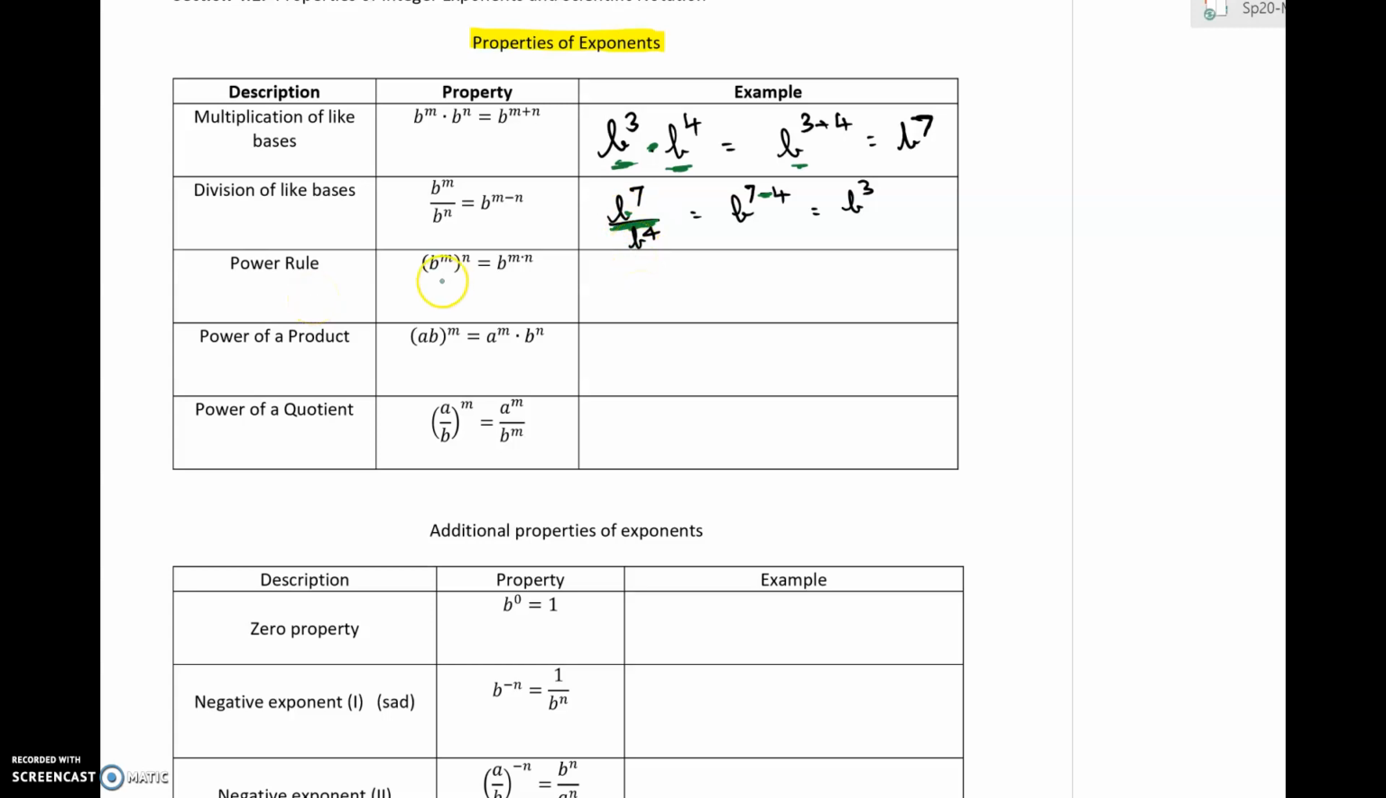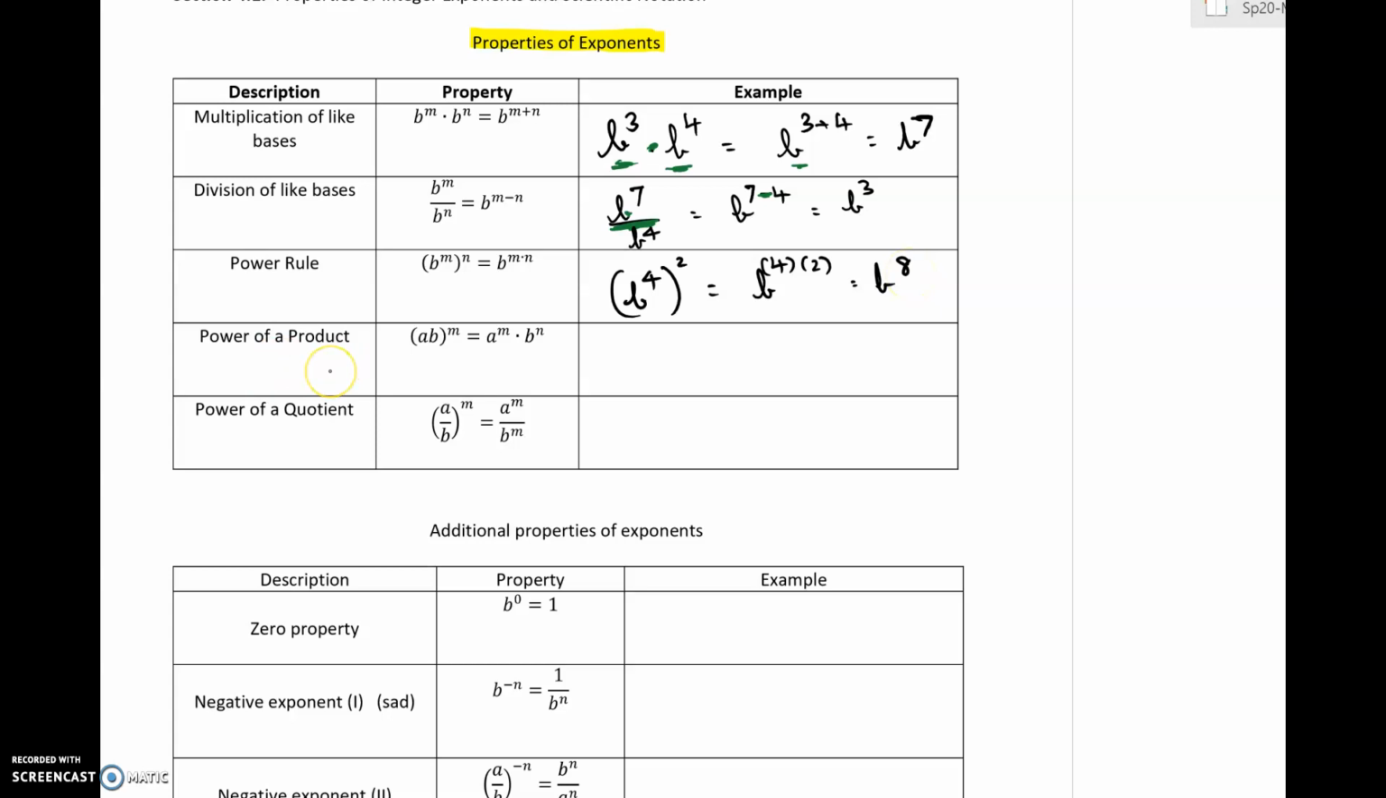Power rule, it's b to the power m to the power n is b to the m times n. So to give you an example for this, if you have b to the power 4 whole squared, which is going to be b to the power 4 times 2, which is b to the power 8. So it is a power over a power, so it's kind of a superpower. So you're going to multiply the powers, 4 times 2, which is 8.